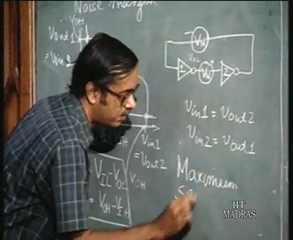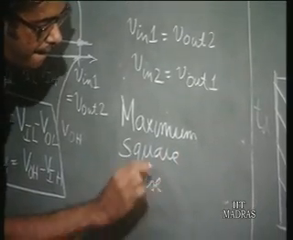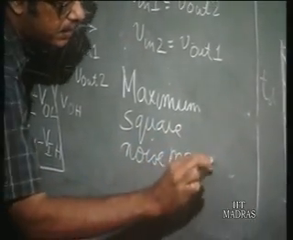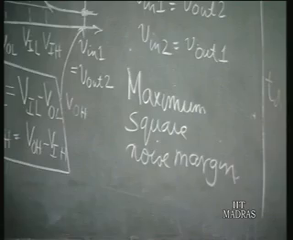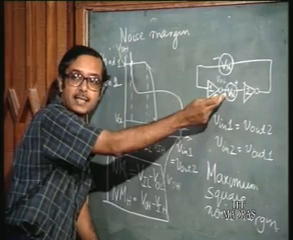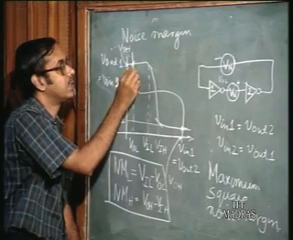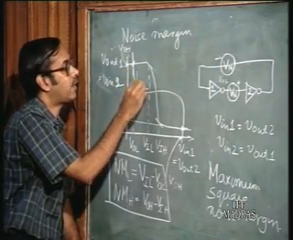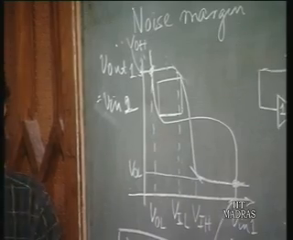So sometimes you may come across this term, so you must know what it is. It is called the maximum square noise margin because the noise margin in this case is given by the maximum square that can be accommodated in this region.